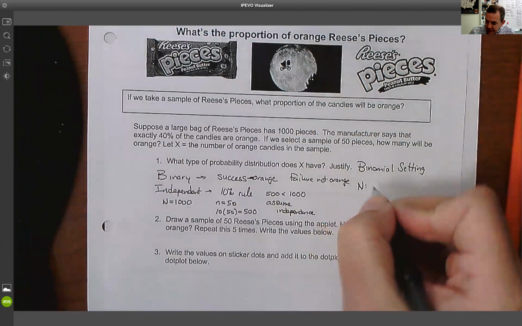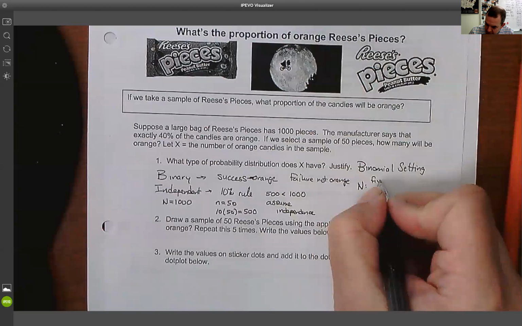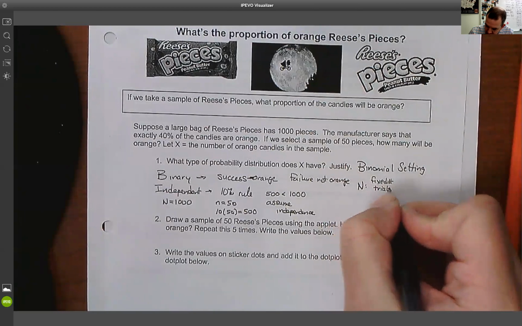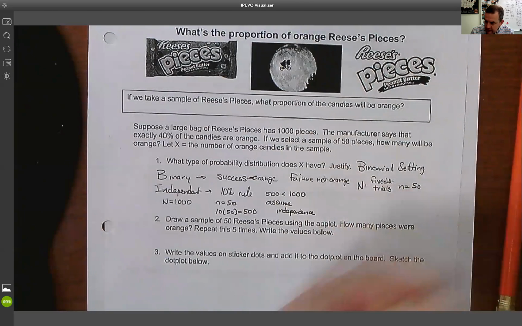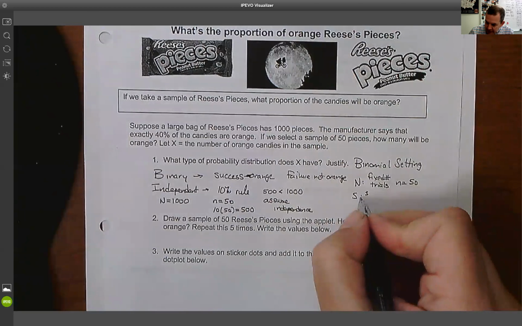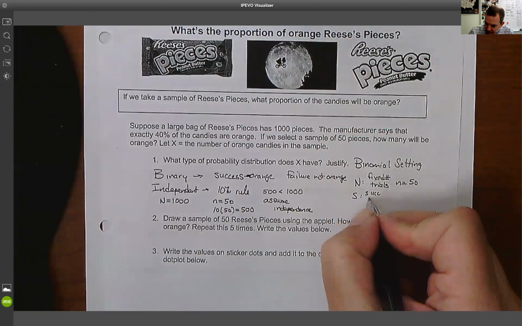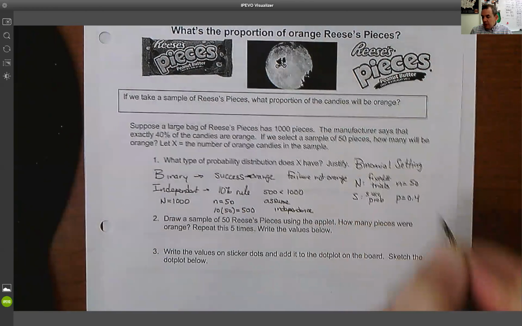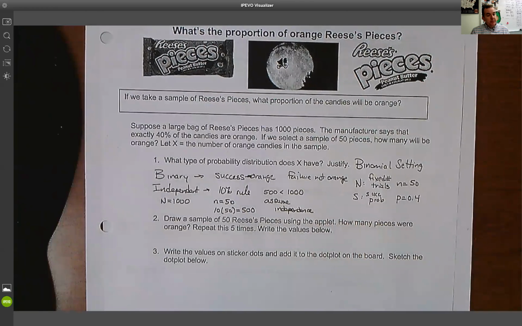N is our fixed number of trials. So we have a fixed number of trials, and in this case, our N is equal to 50. And then S is the success probability, which has to stay the same each time. And in this case, the success probability is 0.4. So we have a binomial setting.